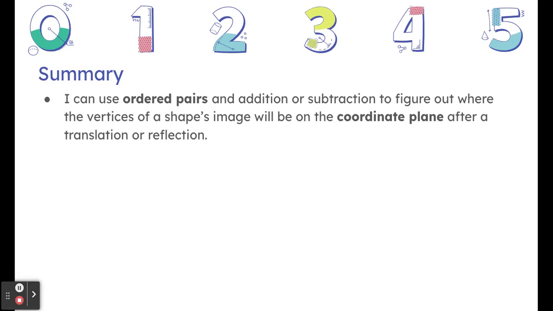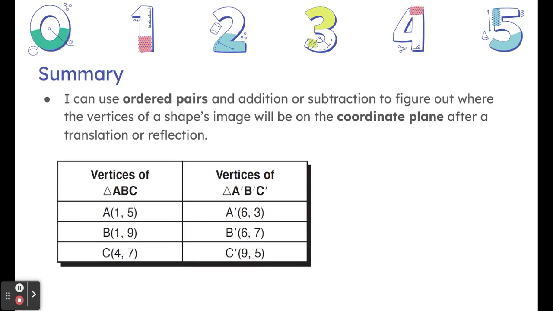I can use ordered pairs and addition or subtraction to figure out where the vertices of a shape's image will be on the coordinate plane after a translation or reflection. And if you recall, we were able to figure out what the x-axis value of all 3 vertices would be by adding 5 to the original x-axis value. And we added 5 because as we move to the right on the x-axis, the values increase. So a translation or slide of 5 units to the right will increase that x-axis value by 5.